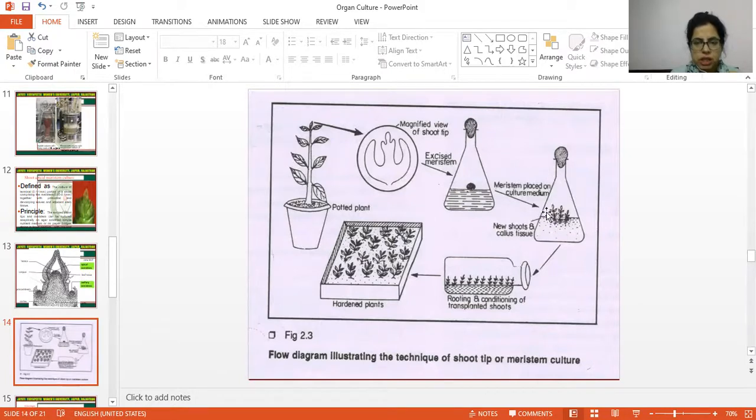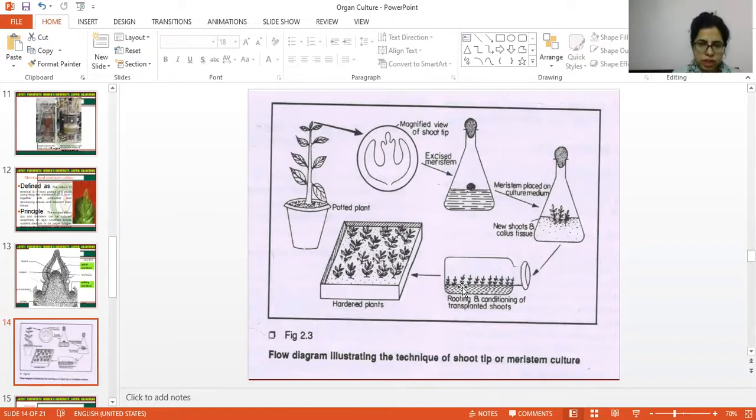Further, after the development of shoot culture or branching, you have to go for root culture, and here we are changing the media especially for root initiation. In the second section you will get roots, basically rooting and conditioning of the transplanted shoots, and after completion of shoot induction and root induction you get a proper, complete seedling.